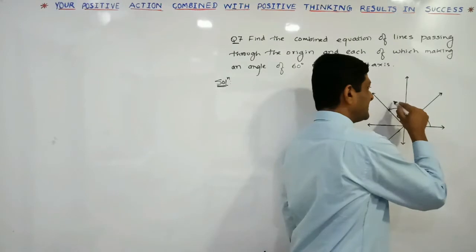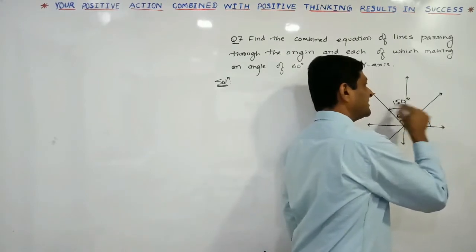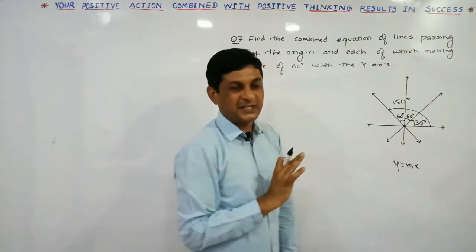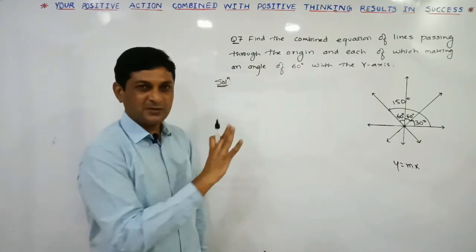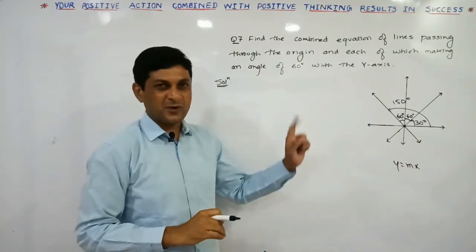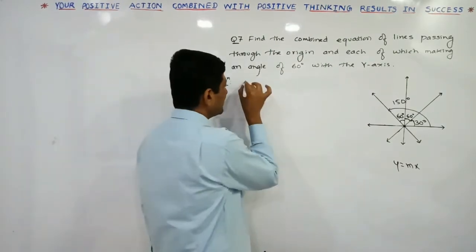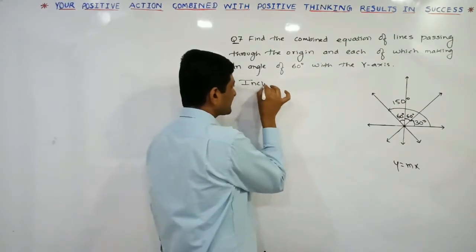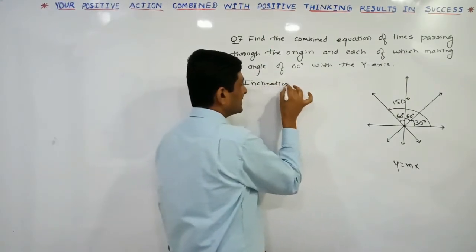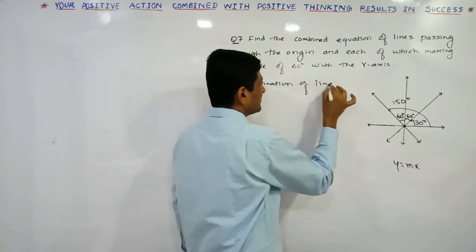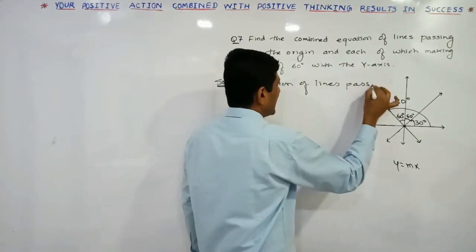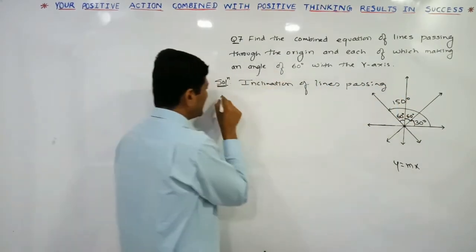Means we can say that inclination of second line is equals to how much? 150 degree. All these values or these inclinations we are getting from the given condition. So write down here inclination of lines passing through what? Passing through the origin.